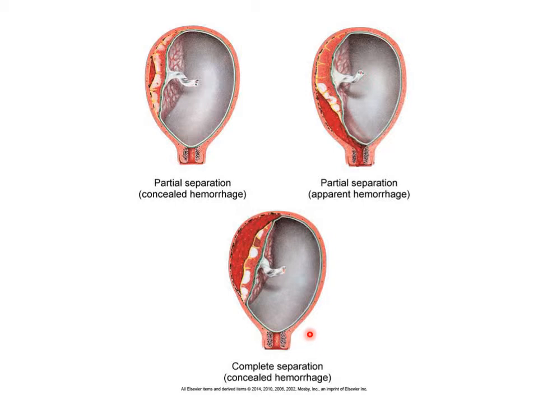This is a complete separation and a concealed hemorrhage. The placenta is no longer attached at all. If the baby were here, what you would have is no oxygen getting to the baby. The baby needs to be delivered immediately. If vaginal delivery is unable to be accomplished, a C-section will be performed if the mother does not have problems with clotting factors.